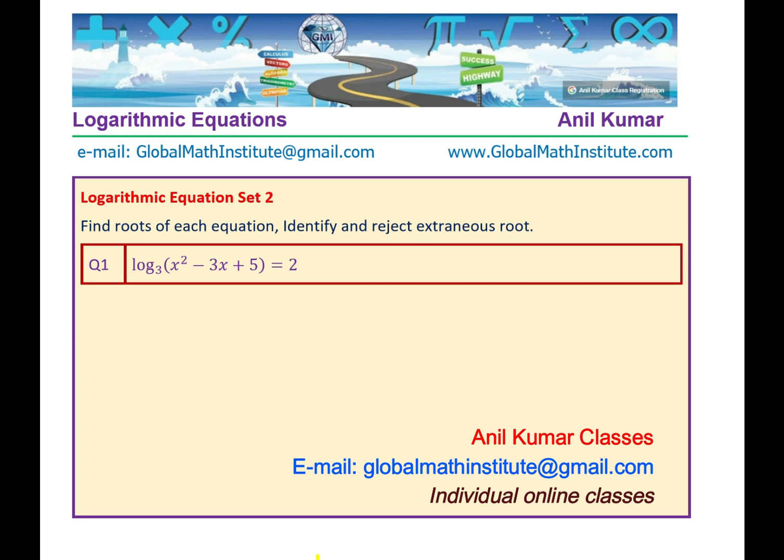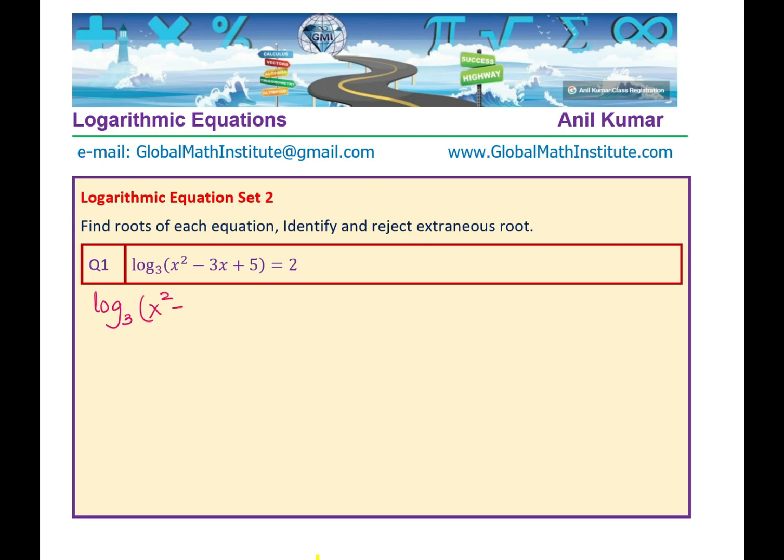Question number 1 is log to the base 3 of x squared minus 3x plus 5 equals 2. First step is to write it in exponential form. So we have x squared minus 3x plus 5 equals 3 to the power of 2, which is 9.